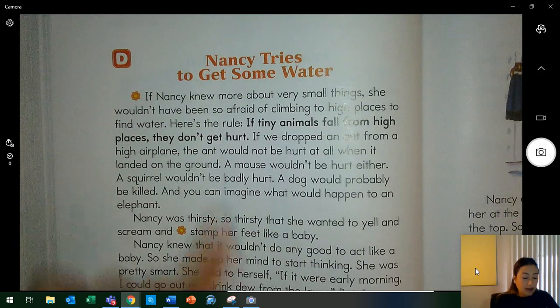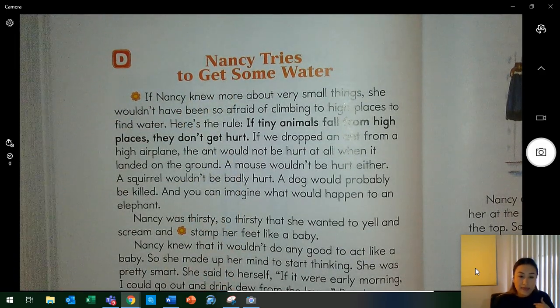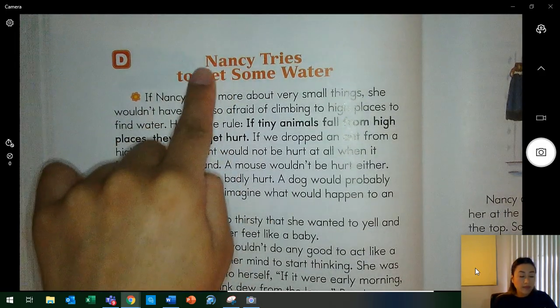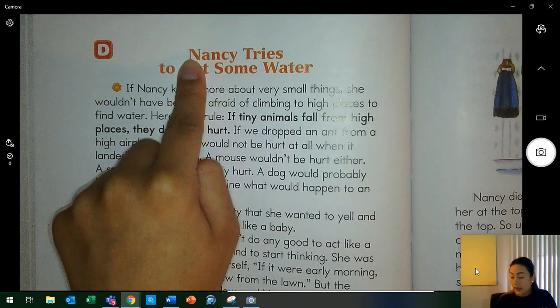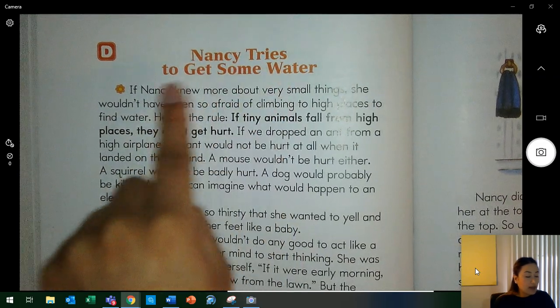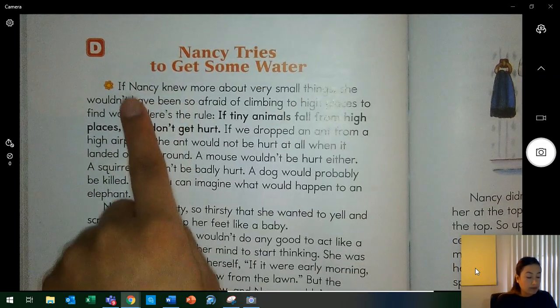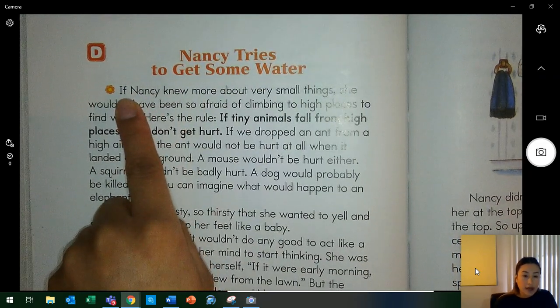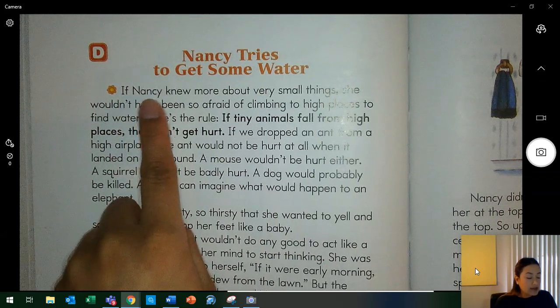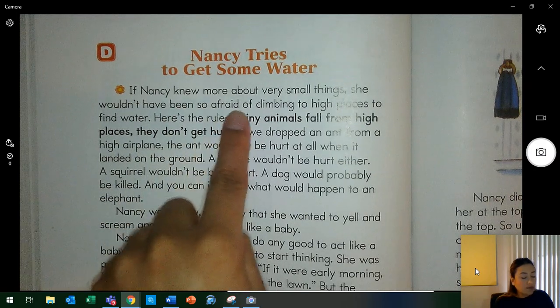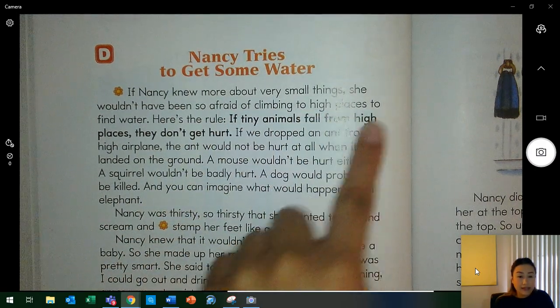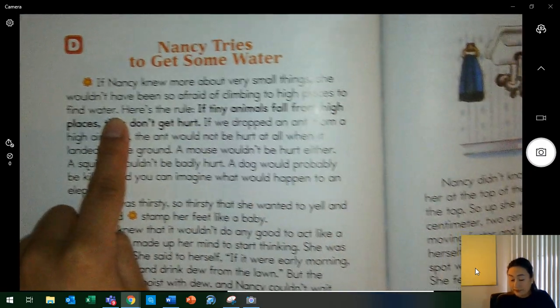Okay, now that you're back, that means that you already read the story once. It's my turn to read it to you. So everybody point to the title and you're tracking. Okay? Nancy tries to get some water. Tracking, get ready. If Nancy knew more about very small things, she wouldn't have been so afraid of climbing to high places to find water.